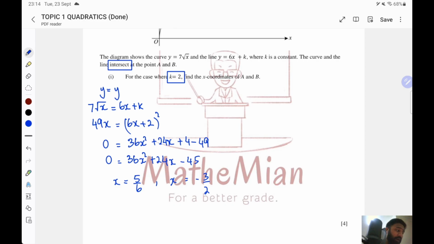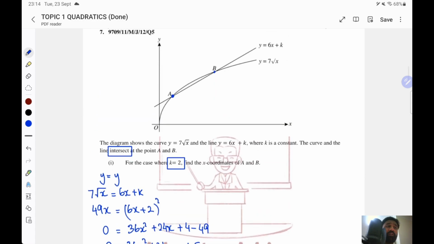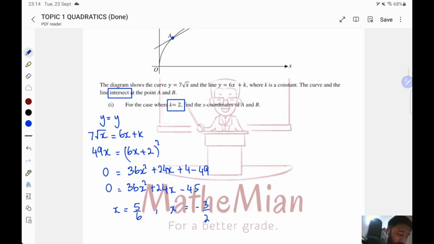So these are the two values of x where one of the points is going to be A and the other one is going to be B. So let me just have a look. It's 2, and I substituted the value of k as 2 over here. We took the square, 49, 6, 36x square, 12, 24. Square of 2 is 4. 49, it is 49x.